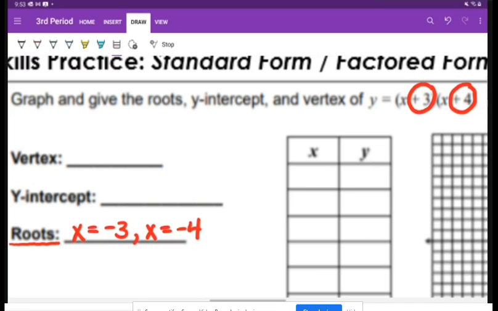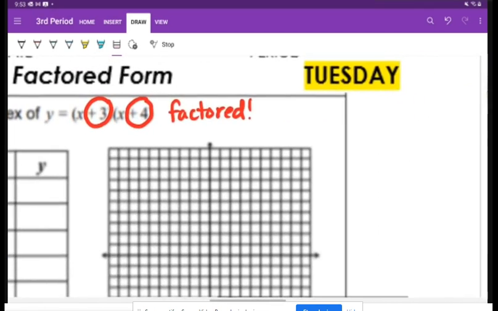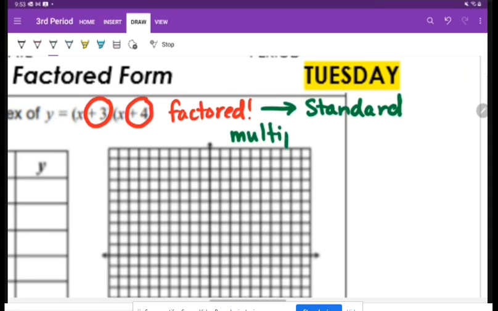Okay, so that finishes out the roots, but we also have to find the vertex and the y-intercept, and that's where standard form comes in. So in order to convert our factored form into standard form, we need to remember what we talked about yesterday. The step to go from factored into standard is multiply the factors together. So we have to multiply x plus 3 times x plus 4.